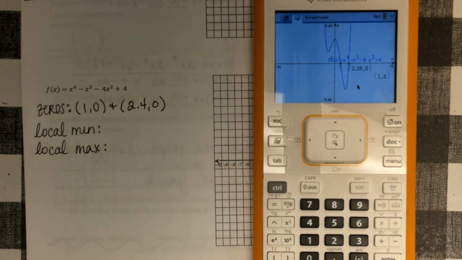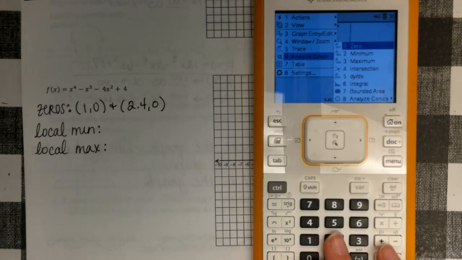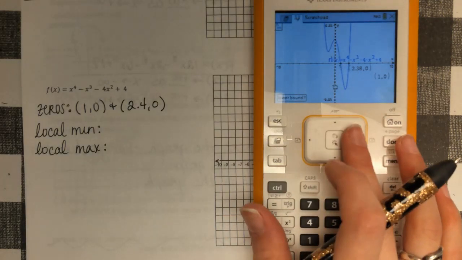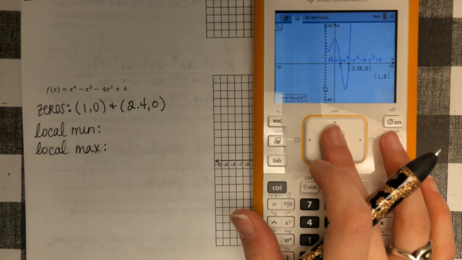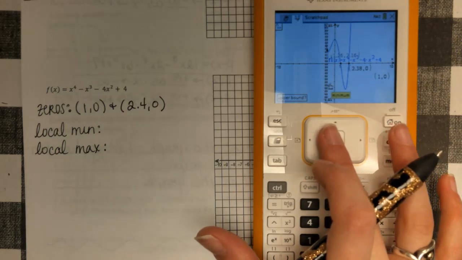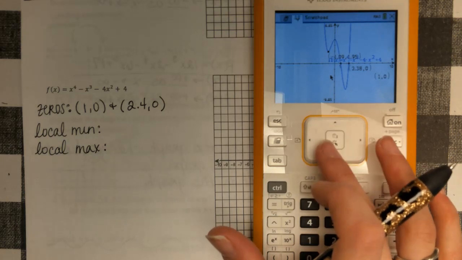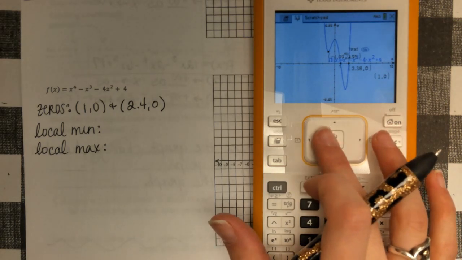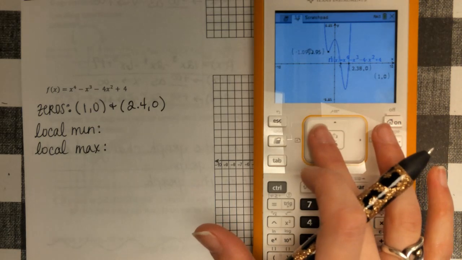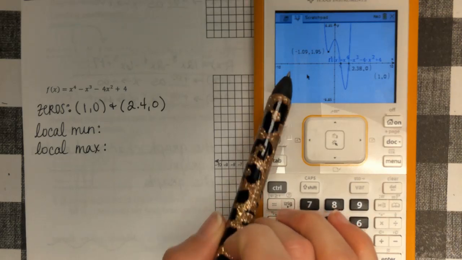Okay, so you do the same steps, menu 6, but now for minimum it's 2, for maximum it's 3. Okay, if you just look at your options, you can tell where to go. So menu 6, 2 will be my minimum. So the same steps, I take that dashed line to the left of that minimum curve, press the center, and then bring it over to the right until you see the word minimum pop up. And I'm going to bring it over so I can read that point. So that local minimum rounds to what?